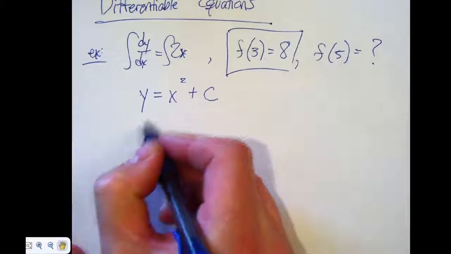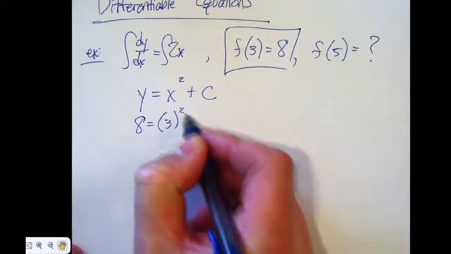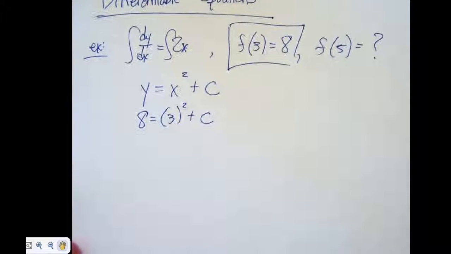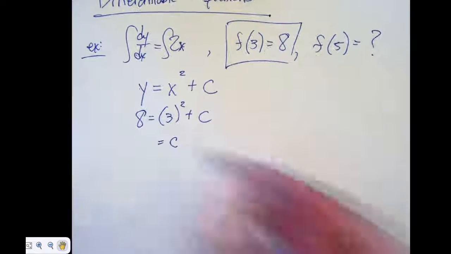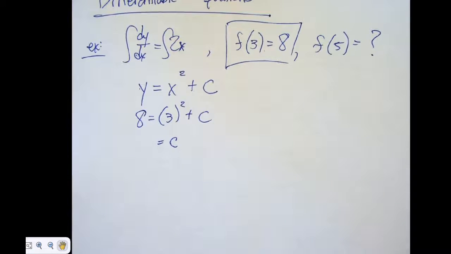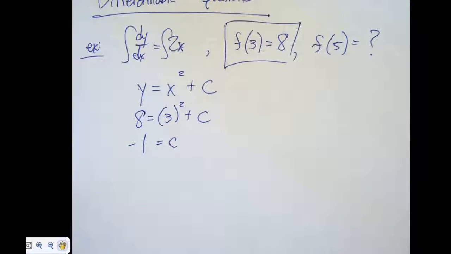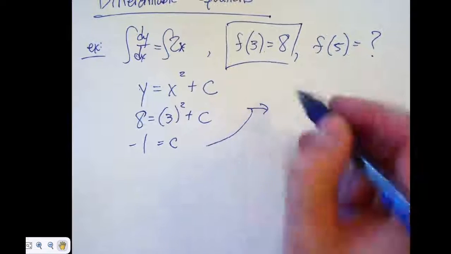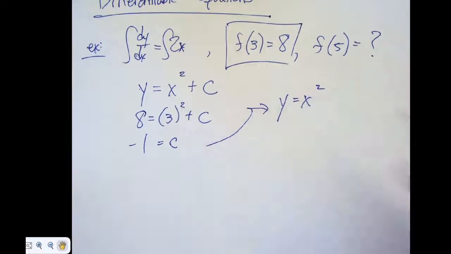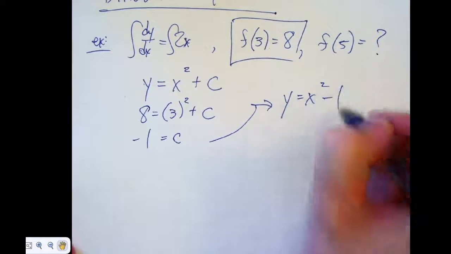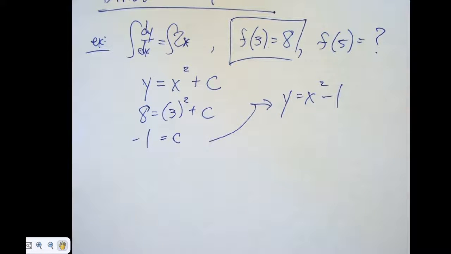So 8 equals 3 squared plus c. So what's c? Oh, I totally, 3 squared is not 6. 3 squared is 9. So c is going to be -1, right? Which makes my equation, I can write my equation again, but I have a better version of it now. It's not x squared plus c anymore, now it's x squared minus 1, because I know c is -1.